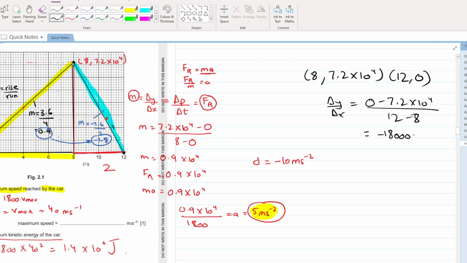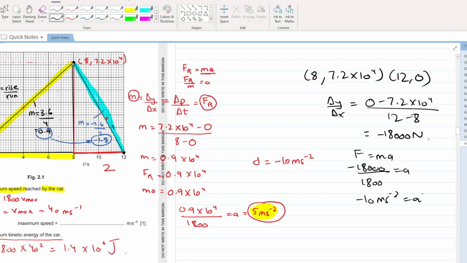ये negative 18,000 न्यूटन आपकी फोर्स आ गई. This is your force. And then again क्या करोगे? Force is equal to m a. Force is negative 18,000 divided by 18,000 का mass. Your acceleration comes out to be negative 10 m s^-2 is equal to a. So this is also correct.